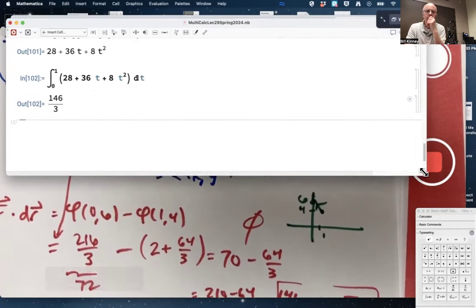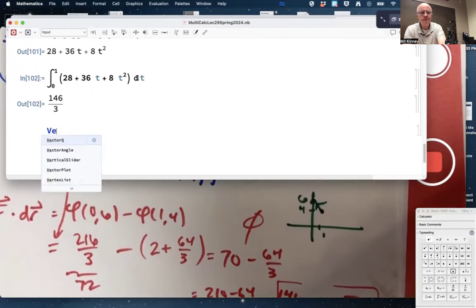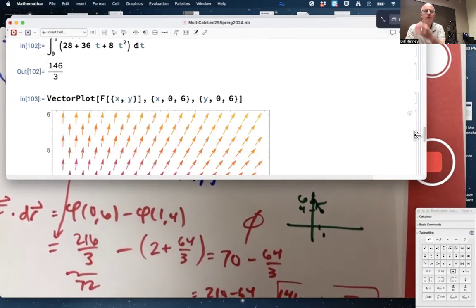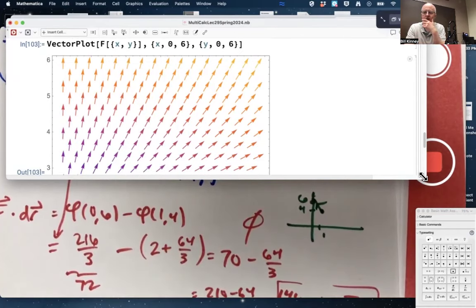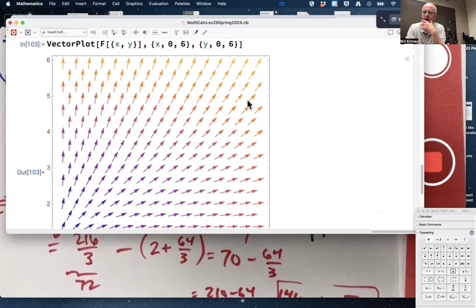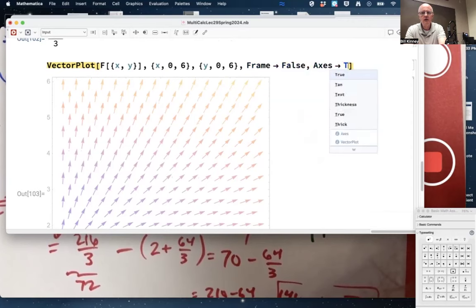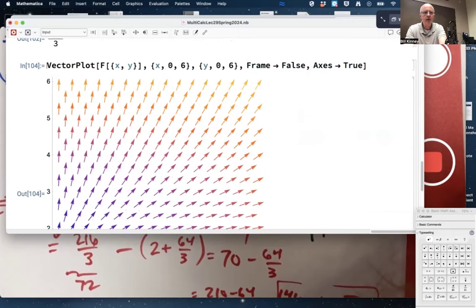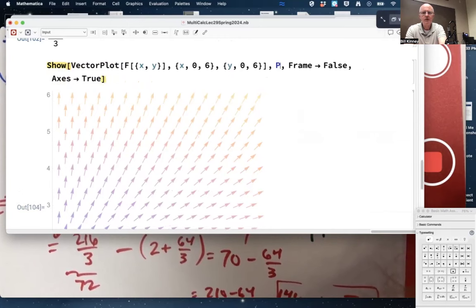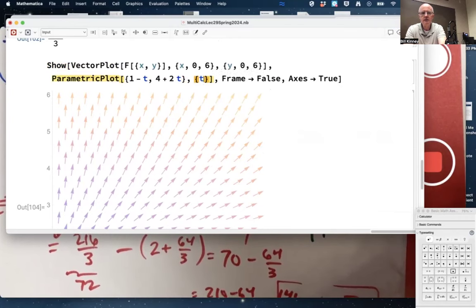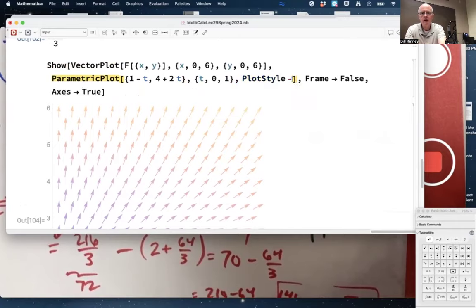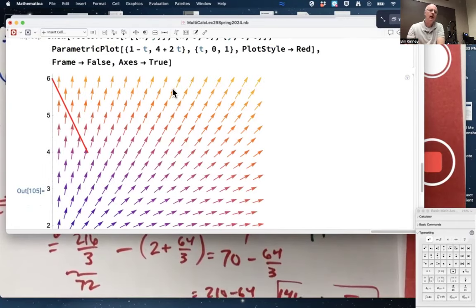This gets to the meaning of line integrals. There's the vector field scaled down. It's really a direction field. Lighter vectors are really longer, darker ones are shorter. Maybe I want to see the parametric curve in there as well: 1 minus t, 4 plus 2t, t goes from 0 to 1. There it is. It's oriented from the bottom point to the top point.